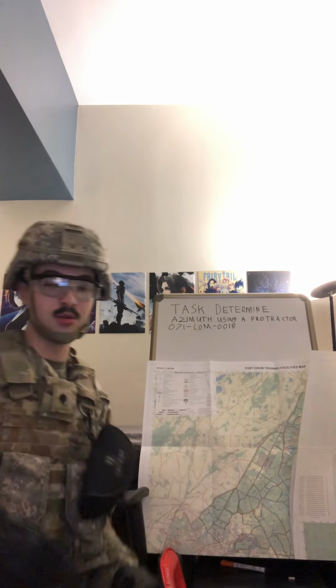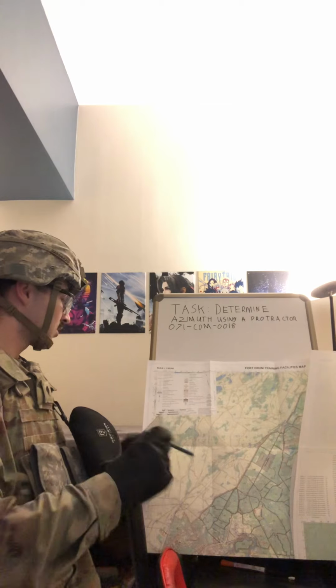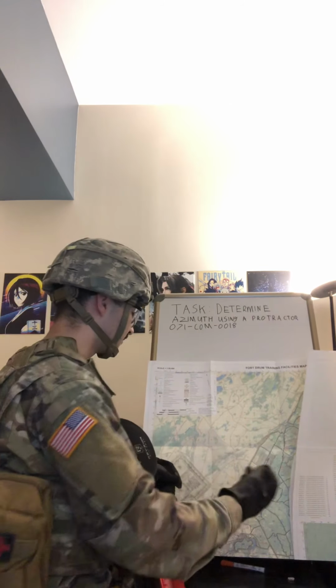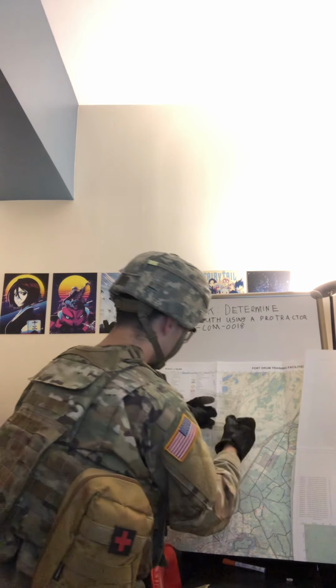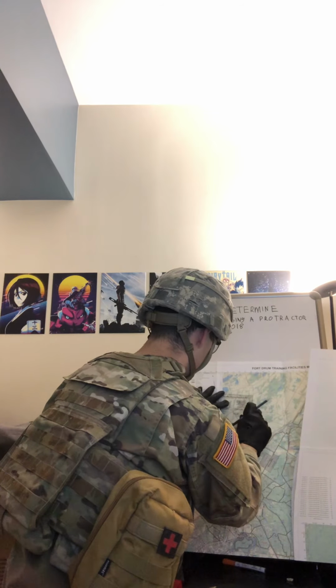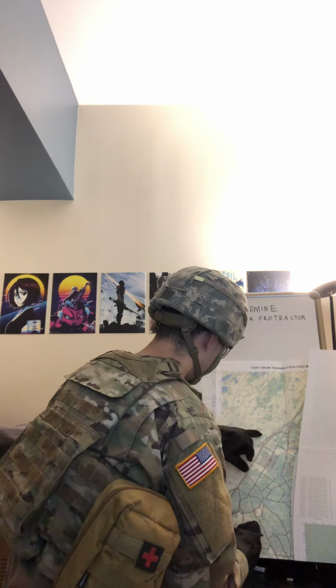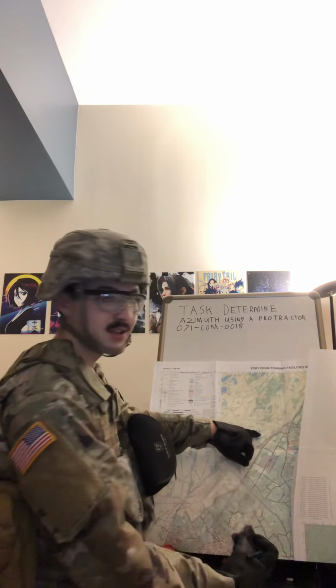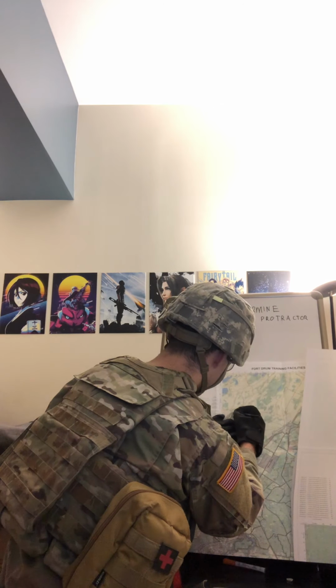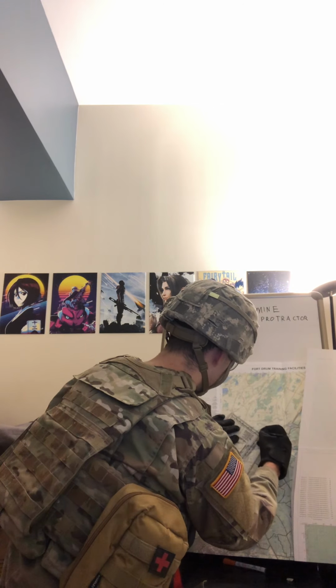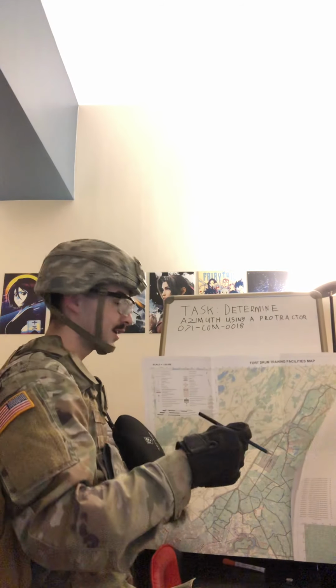So, you got your protractor, you got your pencil. First things first, you will identify your starting point, which on this map is SP. Then you will identify your endpoint, which would also be labeled EP, endpoint, Echo Papa. You draw a straight line between those two. You will go a little bit past the endpoint to more accurately find your angle.